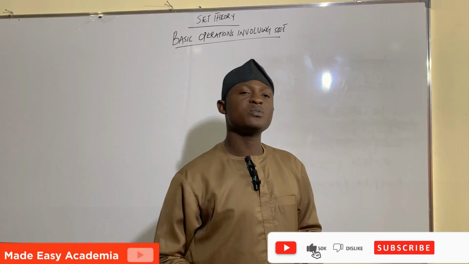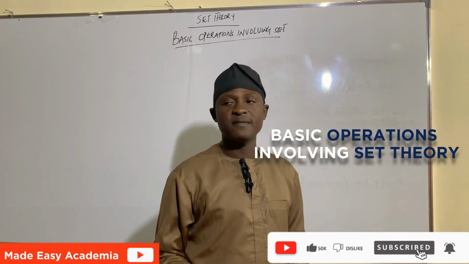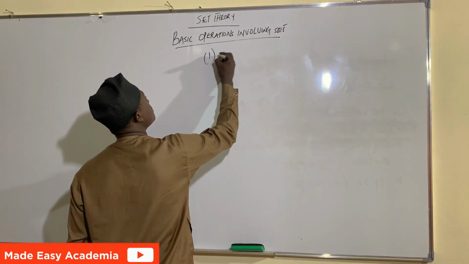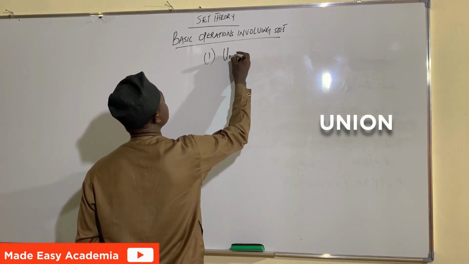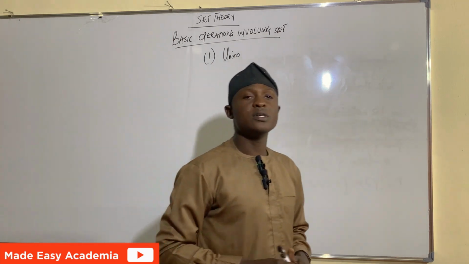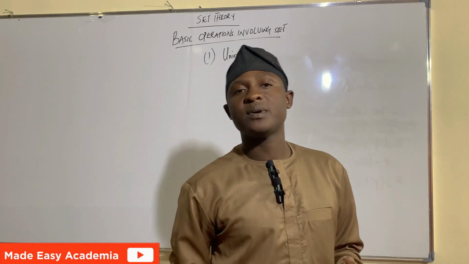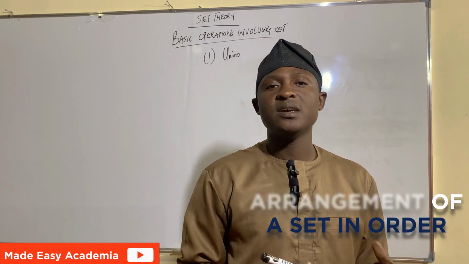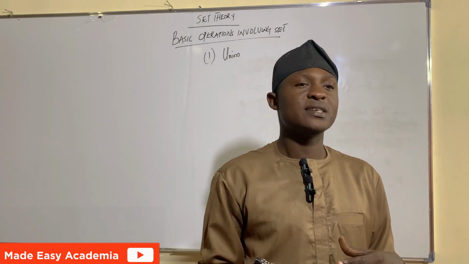So now we are starting with basic operations involving set theory. The first one we're talking about is union. When we're talking about union in mathematics, under sets, it particularly means how we can make an arrangement of a set in order, that is from the lowest to the highest. That's the meaning of that.